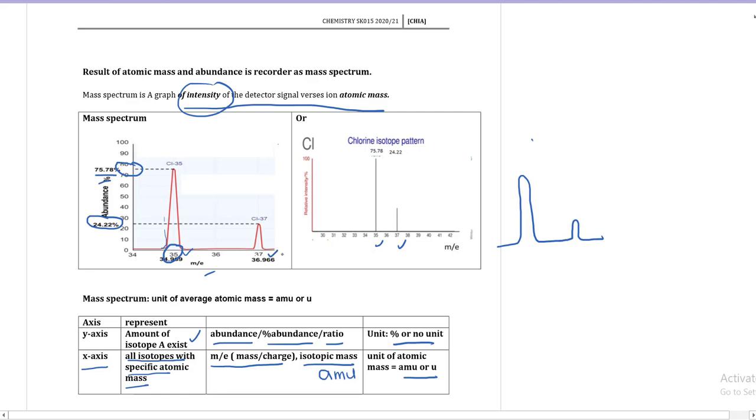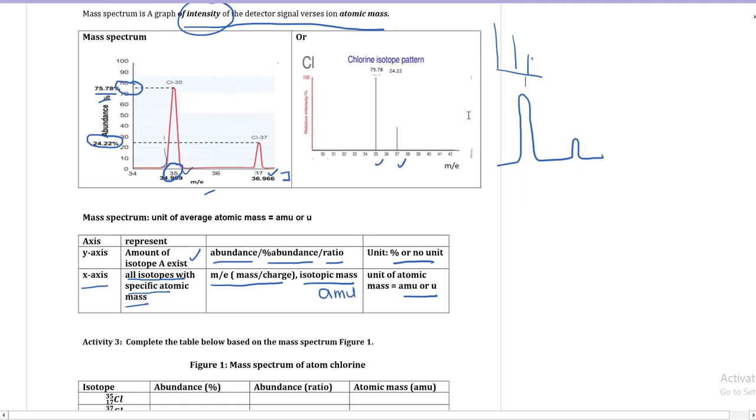Okay, maybe you ask why you have two masses. One is 37, one is 36.966. 36.966 is actually a more accurate mass. Sometimes the mass spectrum can also be drawn like this, with just a high peak as the peak. Okay, now we scroll down.